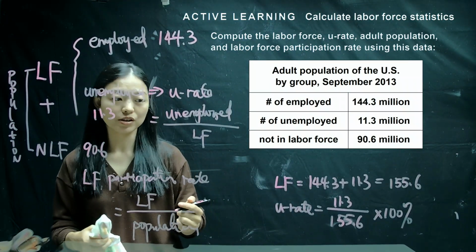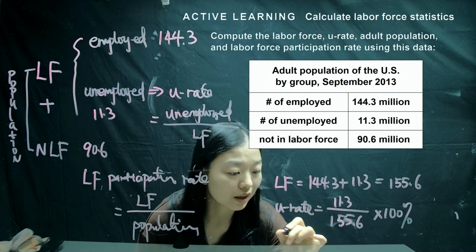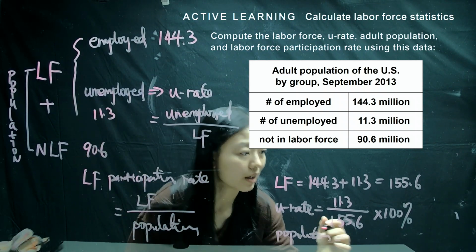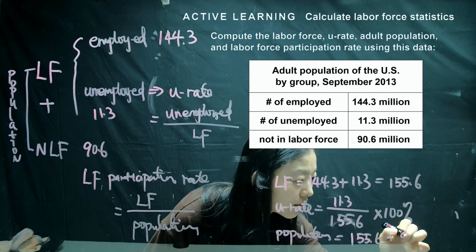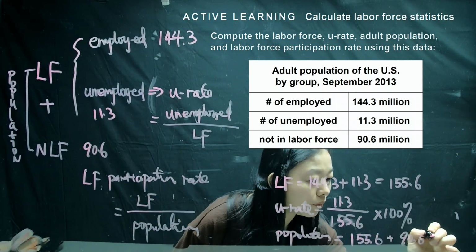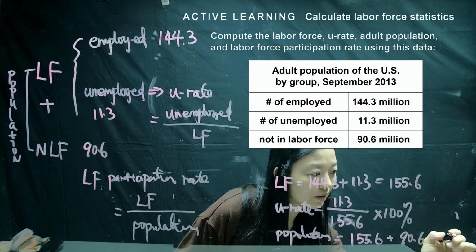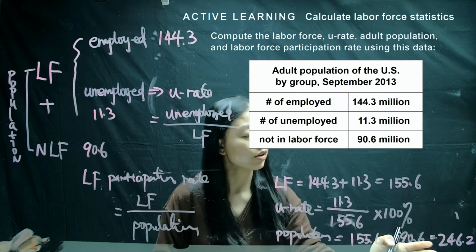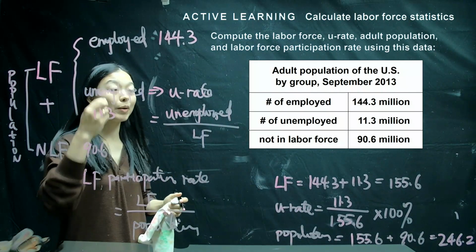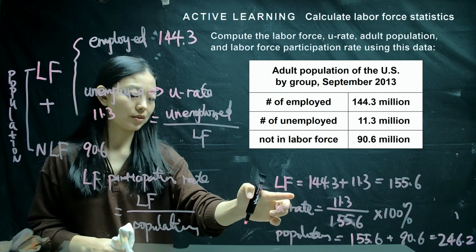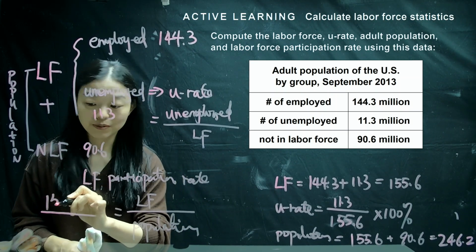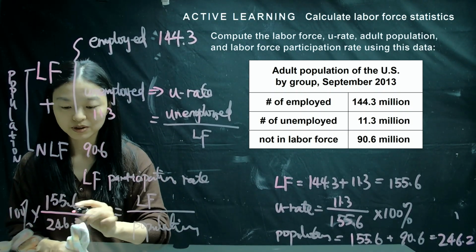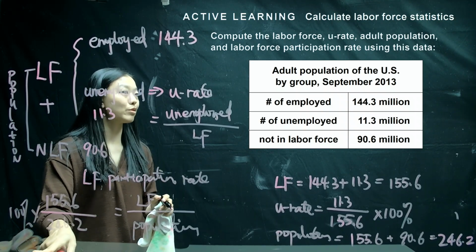And then it asks you to compute adult population. So I'll just write it down. Population would just equal labor force plus not in the labor force. So 155.6 plus 90.6 will equal 246.2 as the adult population. And finally, you can use the labor force, 155.6, divided by 246.2, and then times 100%, to get the labor force participation rate.